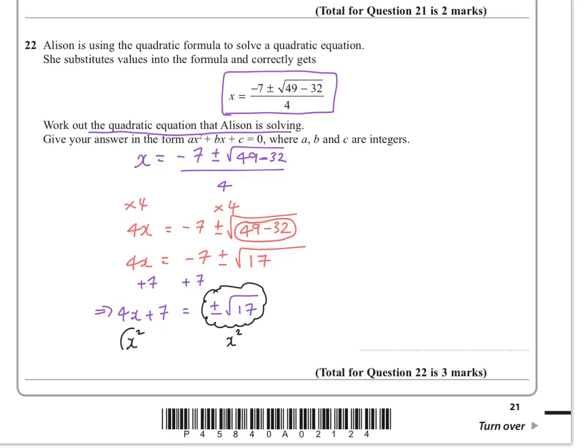Okay, so that's what I'm going to be using to signify that we're going to be squaring both sides. I'm going to carry my working up here. So we would have 4x plus 7 all squared, would be equal to, well, if I had an answer of plus or minus root 17, what would be the question? Well, if I was to square that, I would just get 17.